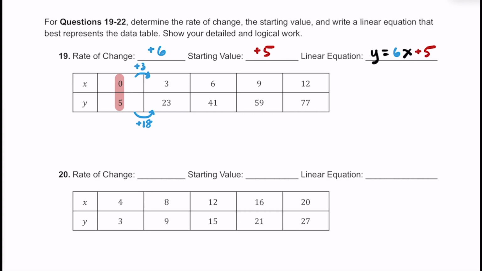And you can totally check this to make sure it works, right? So if x is 0, then 6 multiplied by 0 is 0. Then if you add 5, then you're going to get 5, which is this y value here. And maybe for good measure, if I take this 9 here and I plug it in for x, then 6 times 9 is going to be 54. 54 plus 5 is going to be 59, which is the y value. So this works for any combination that you have in this linear equation table.